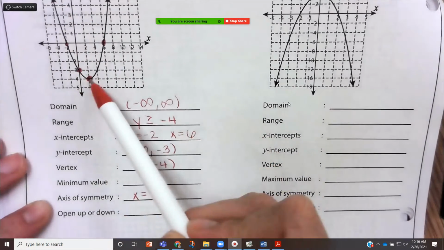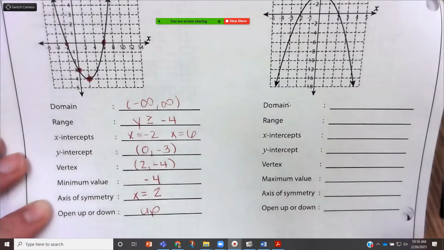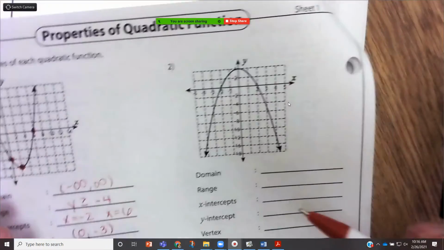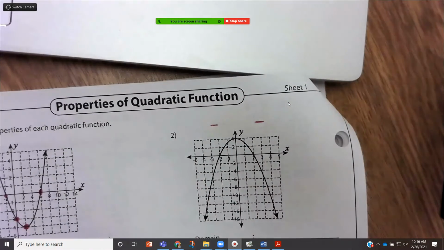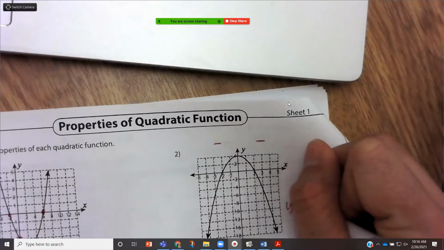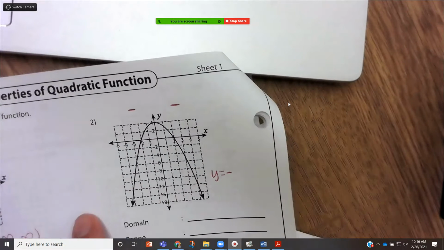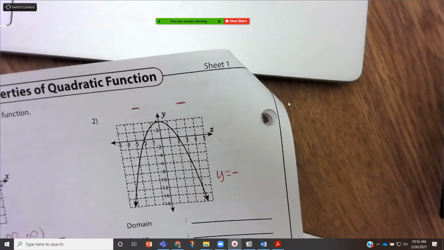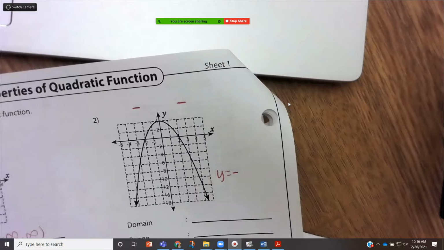Is my graph open up or open down? Well, it's open up because it looks like a smile. Down would look like a frown. So number 2 would be a down graph, and the a value would be negative. I know instantly looking at this that it would be y equals negative something because my graph is open down like a frown. So I know that the a value is negative.